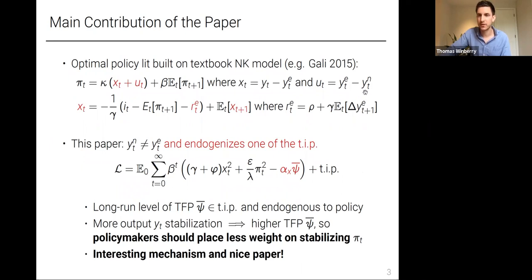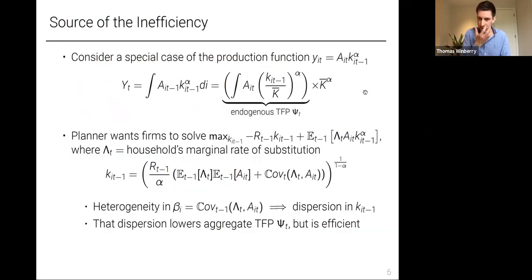Okay, so hopefully I've communicated that one of the key mechanisms behind their results is that the natural rate of output is not efficient. So let's think about that a little bit more and where that comes from. And I'll do this in a very simple version of the model. I'll go quite quickly because Joel explained it very well.